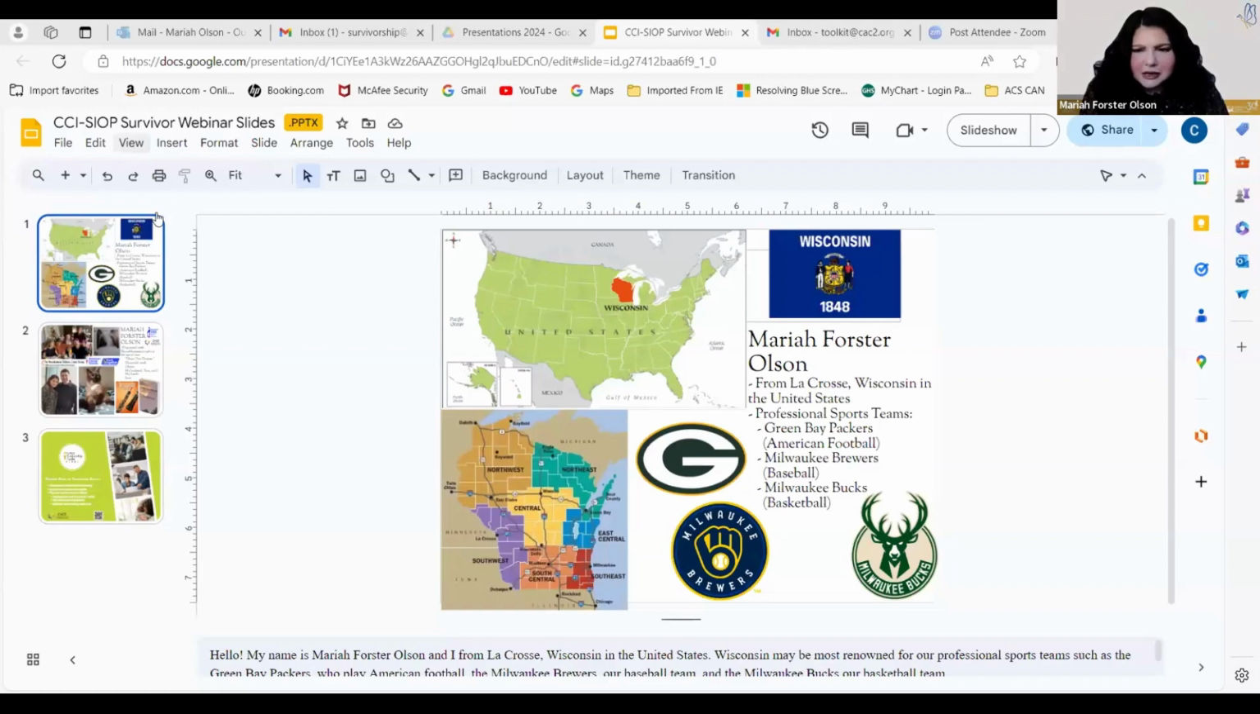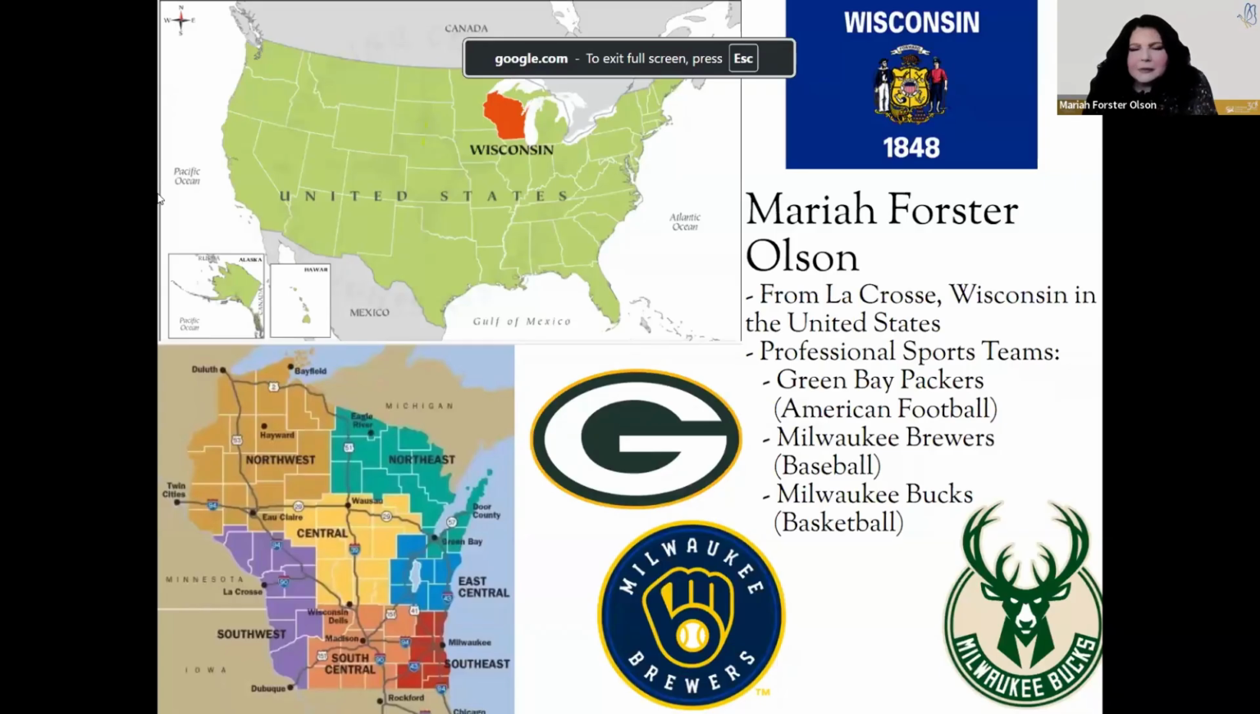Just getting my slideshow set here. Okay. Thank you. My name, as Julia said, is Mariah Forster Olson, and I am from La Crosse, Wisconsin in the United States. Wisconsin may be most renowned for our professional sports teams, such as the Green Bay Packers, which is American football, the Milwaukee Brewers, which is our baseball team, and then the Milwaukee Bucks, which is our professional basketball team.